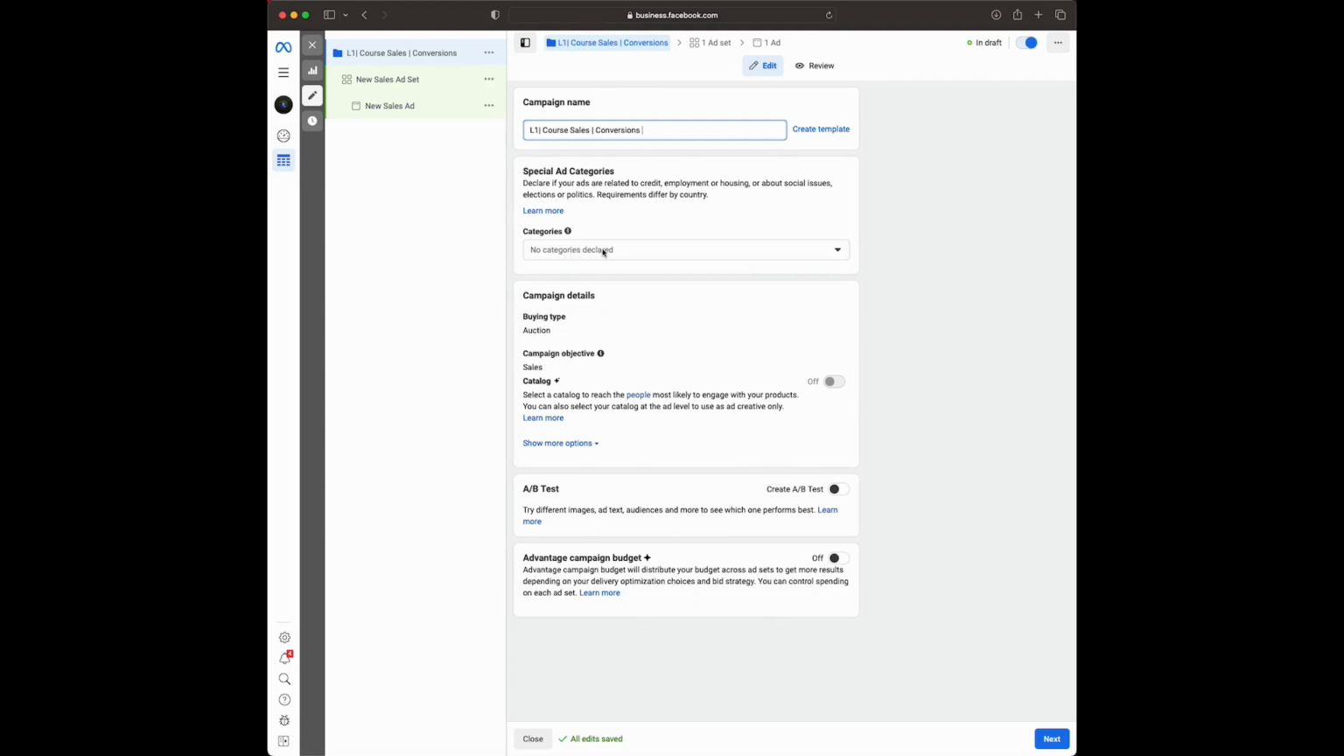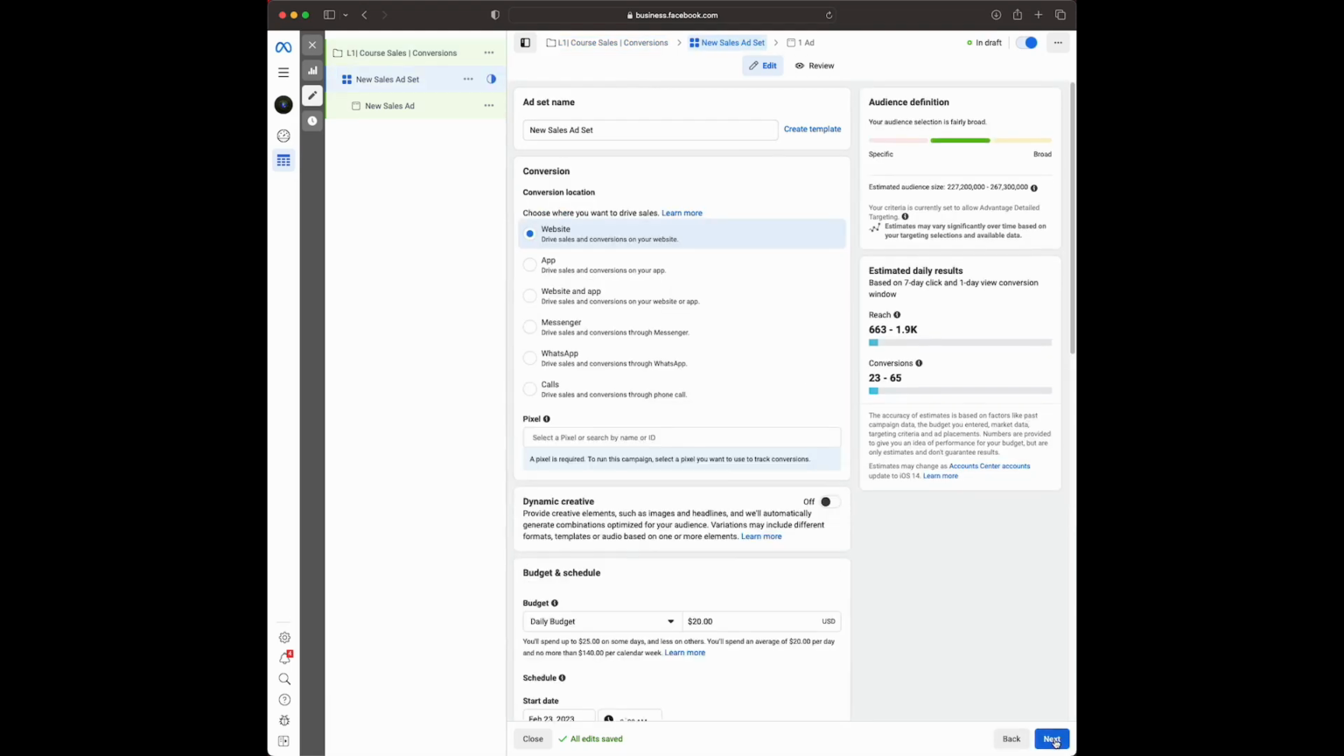If your business is under the special ad categories, you're going to have to select it or it will probably get rejected. So if your business is related to credit, employment, or housing, or about social issues, elections, or politics, then you're going to have to use a special ad category. I'm sure most of you will not have to do that though. So that's all we're going to need to do on this page. All the other stuff you don't need to worry about yet. So at the bottom right hand corner, we go to next. Now we're taken to the ad set level.